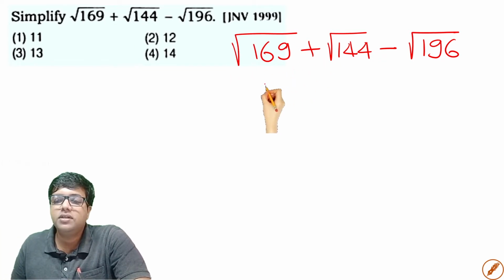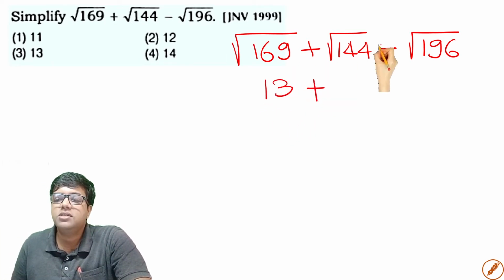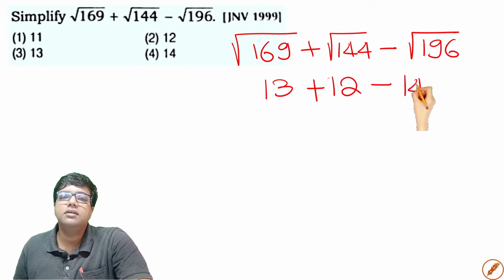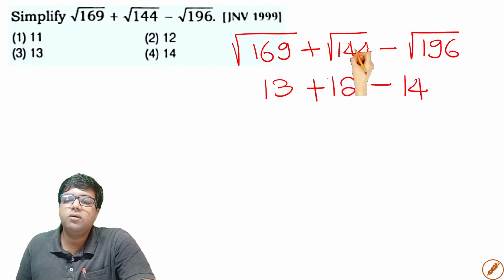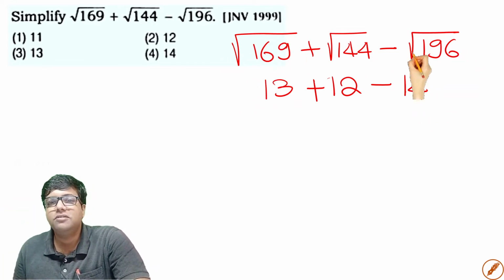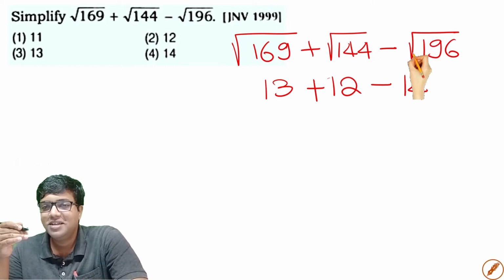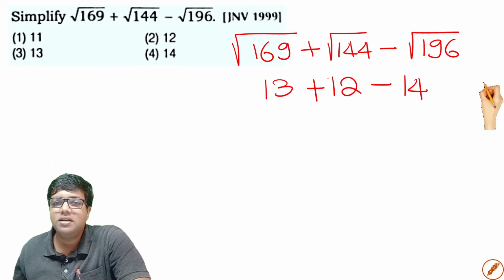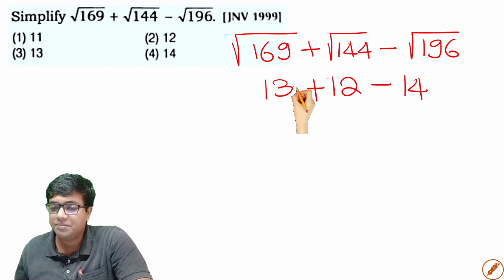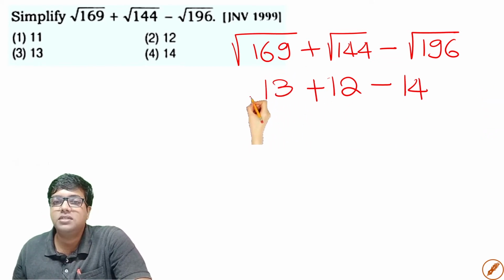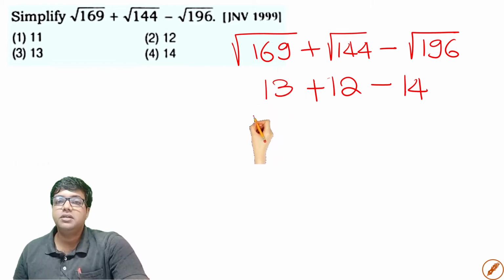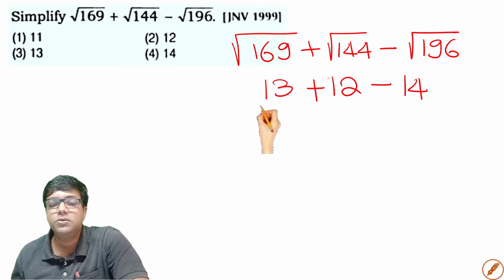So square root of 169 is 13, and square root of 144 is 12. Square root of 196 is 14. If you want to find all three of them in the division method, that will take forever. So you have very less amount of time. Therefore you need to adopt such kind of shortcuts. In order to adopt such shortcuts, you should be remembering all the squares from 2 to 30.